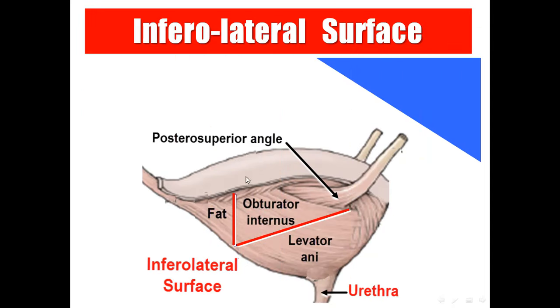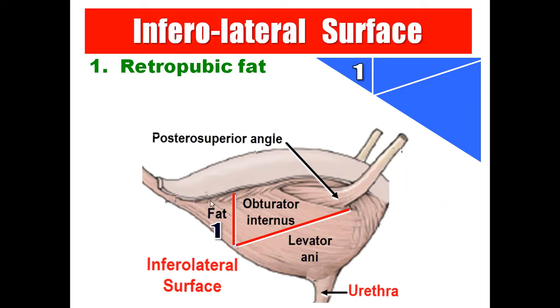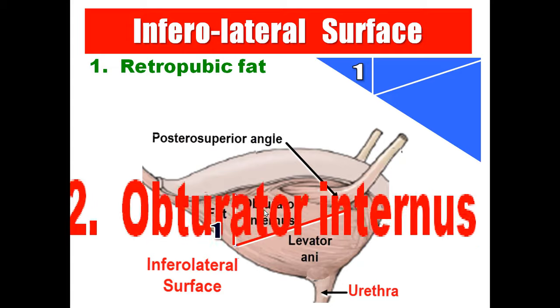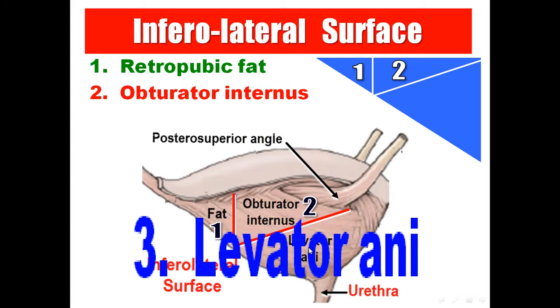Then the three surfaces: the upper surface and two inferior lateral surfaces. This is the inferior lateral surface. It is divided into three zones. The anterior part is related to the retropubic bed of fat, retropubic fat. Then the posterior part is related to two muscles. The upper part is related to obturator internus, and the lower part is related to levator ani.